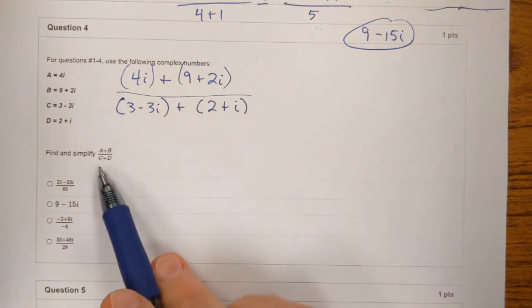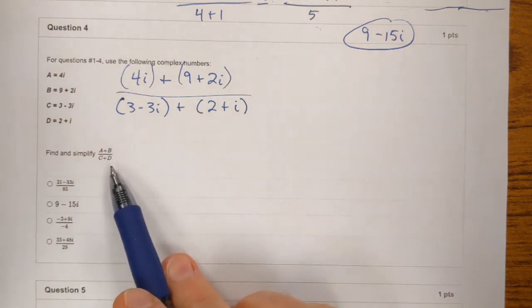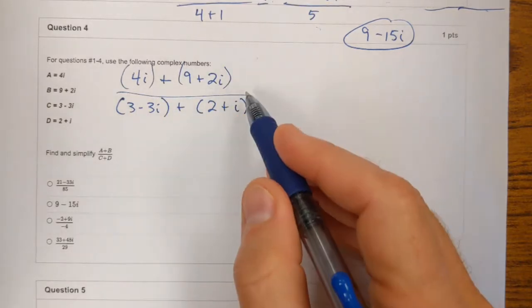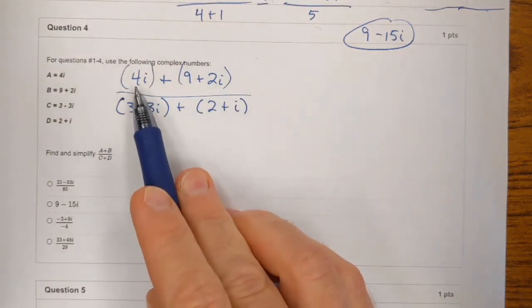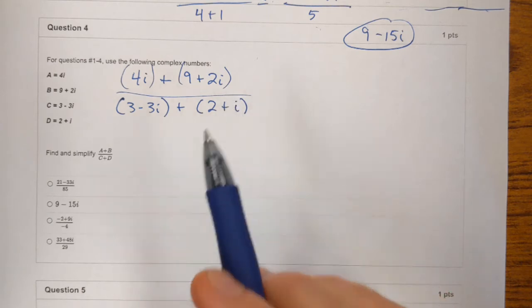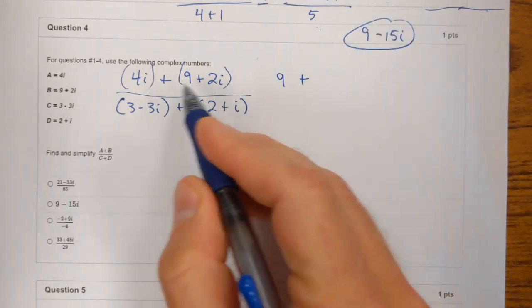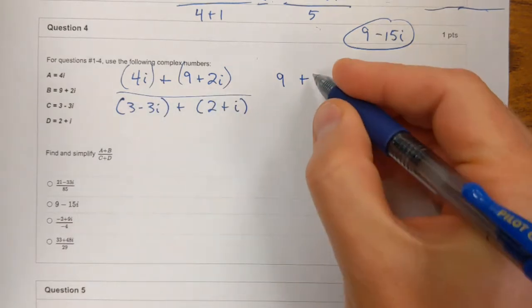Question 4, I think, is actually a little bit easier. We have to take a plus b over c plus d. Well, adding complex numbers is very easy. When we have to take 4i plus 9 plus 2i, we're just going to add these imaginary parts together. 4i plus 2i is 6i.